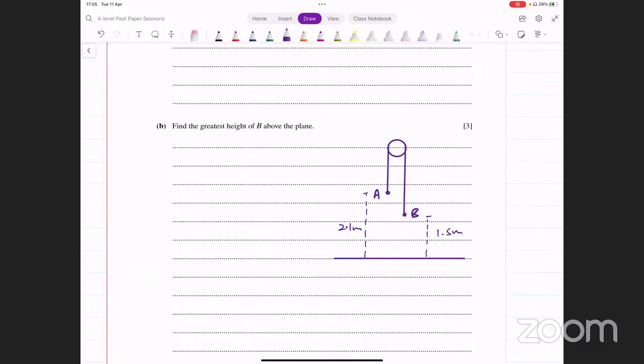अब देखें A नीचे मूव कर रहा है, राइट? A नीचे मूव कर रहा है तो A नीचे ग्राउंड पे पहुंचेगा after 2.1 meters. When A reaches the ground, B जो है उतनी देर में 2.1 meters ऊपर मूव कर चुका होगा.